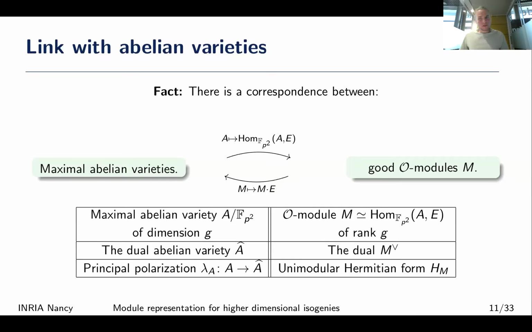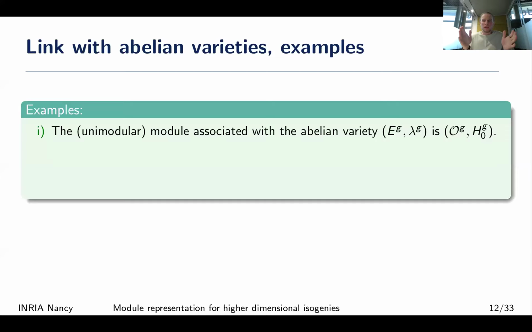Okay, so now that we have some overview of the module theory, I'm going to move on to our solution to the principal ideal problem. But before, once again, I want to give some examples. For example, we can ask what is the Hermitian module associated with the canonical maximal abelian variety in dimension g. And it's precisely the base module of rank g. Okay, so it really corresponds the base curve to the base module.